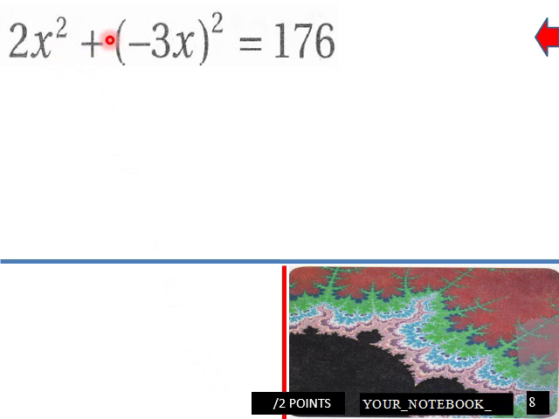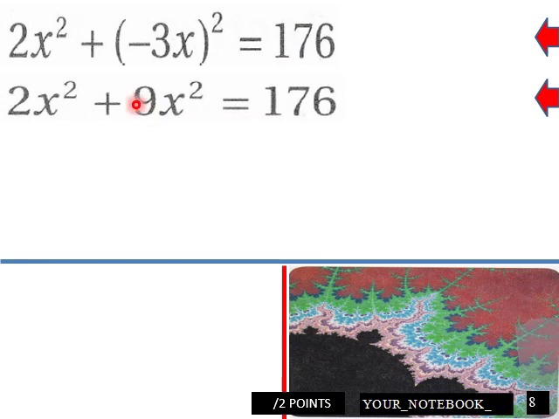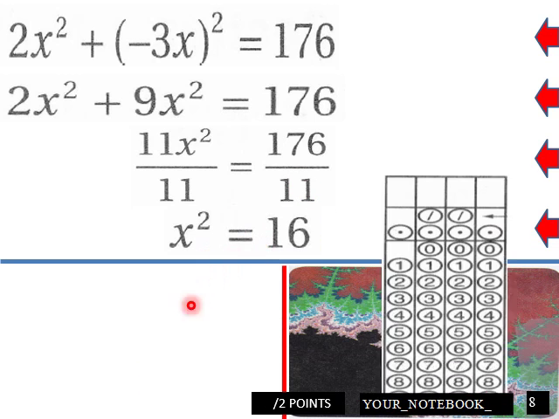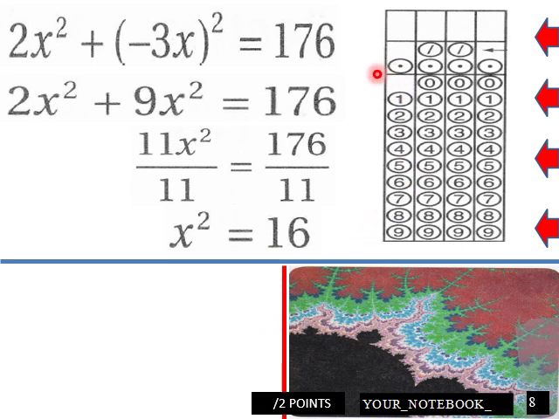So 2x squared plus negative 3x squared equals 176. 2x squared plus 9x squared equals 176. This simplifies to 11x squared equals 176, and then we solve for x squared, which is 176 over 11. x squared equals 16. And then the square root of x squared would be x equals 4.